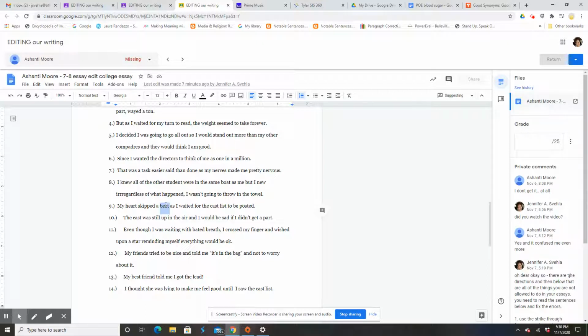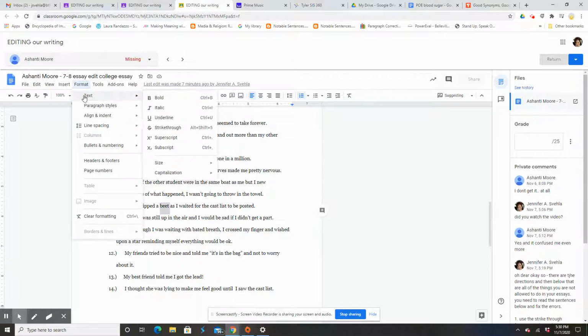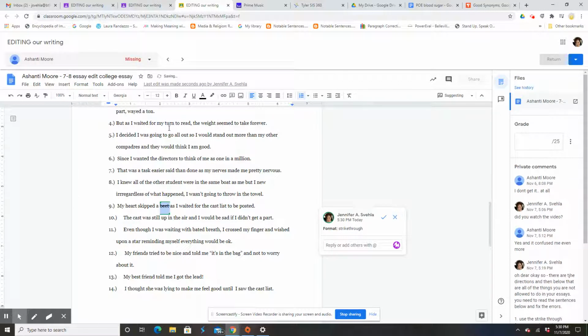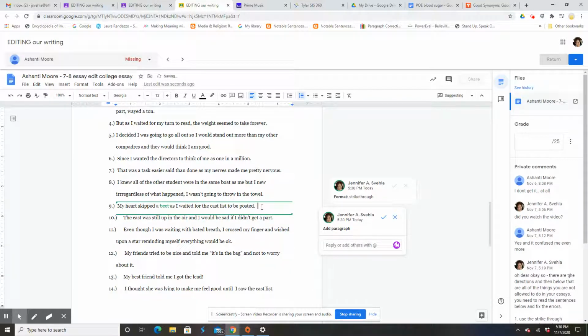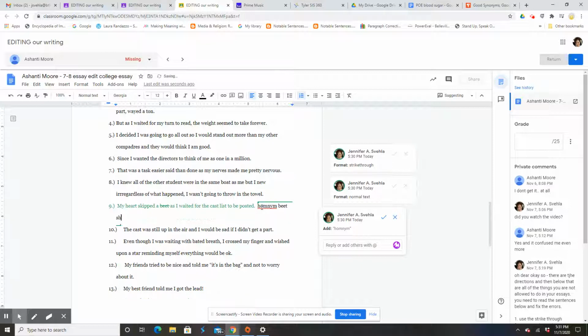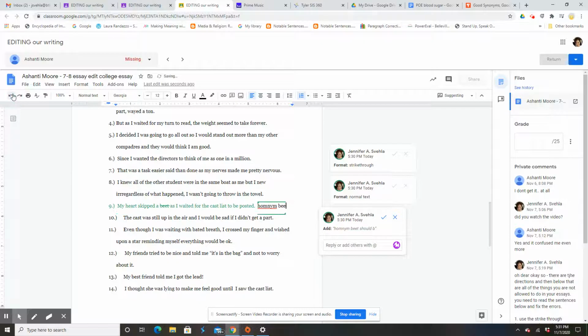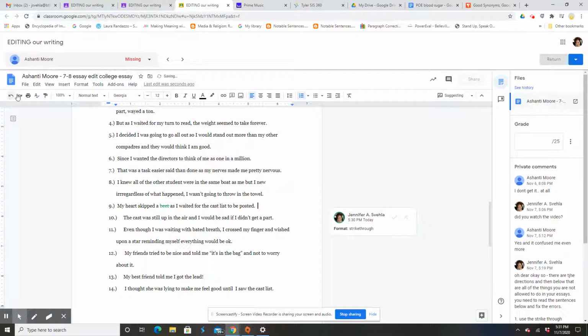So what you would do is go to format, text, strike through, and then underneath it, you would write down "homonym, beet should be beat." And that's how you fix it. That's what you do with all of them. It's coming up weird for me when I wrote the text in, so I'm going to delete that. You can go ahead and do that yourself so it doesn't look all weird. But anyway, that's how you do it.